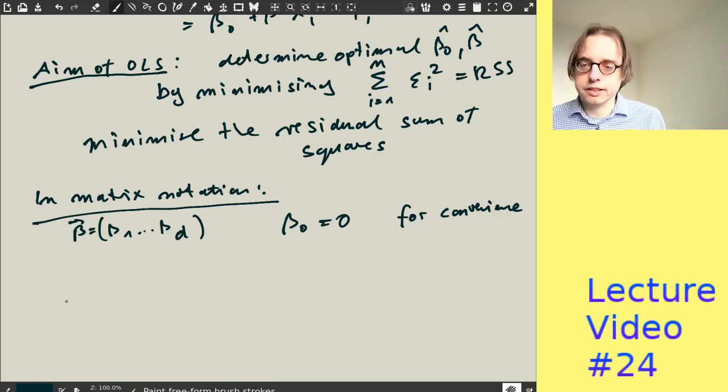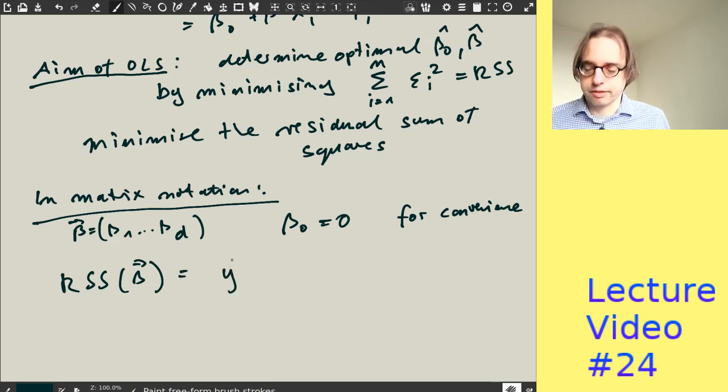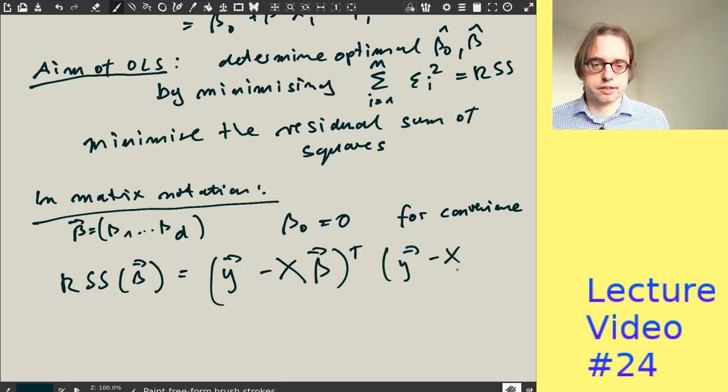So we can write the residual sum of squares as a function of beta as follows, namely as the y vector, so this is the vector of observations, minus the data matrix times beta, transpose, y minus X beta.